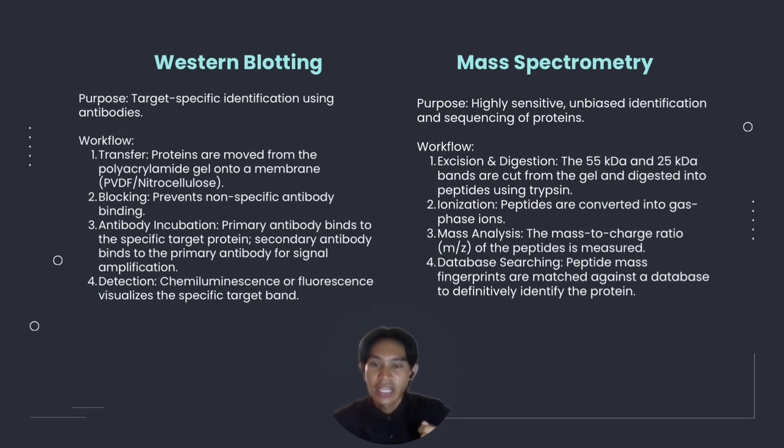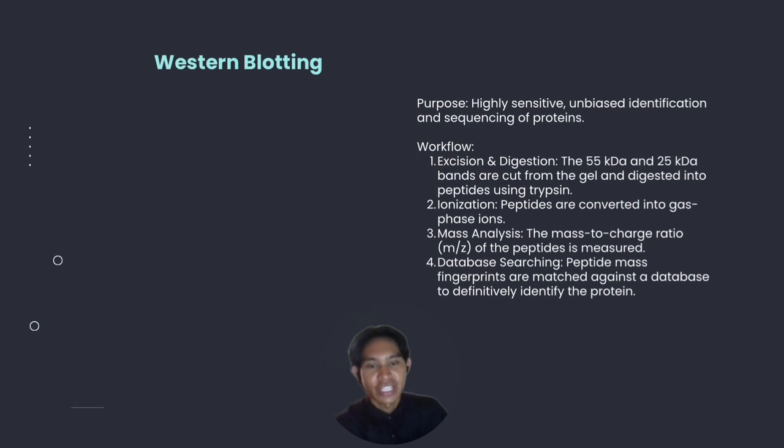The instrument measures their precise mass to charge ratio. Then finally, the software will compare the mass measurements against the massive genomic database. Then finally, it will give us the exact amino acid sequence and definitive proof of the protein identity, converting our workflow from simple separation to absolute identification.